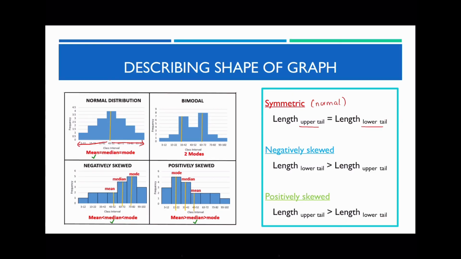If we look at negatively skewed, look at where your median is, so look for where your tallest peak is. If I was to draw an imaginary lower tail, this is what my lower tail looks like. This is what my upper tail looks like. Notice that your lower tail is a lot longer than your upper tail. When this is the case, this is an example of negatively skewed, whereas it's the opposite for positively skewed. Notice that now your upper tail is significantly longer than your lower tail, so this is an example of positively skewed.